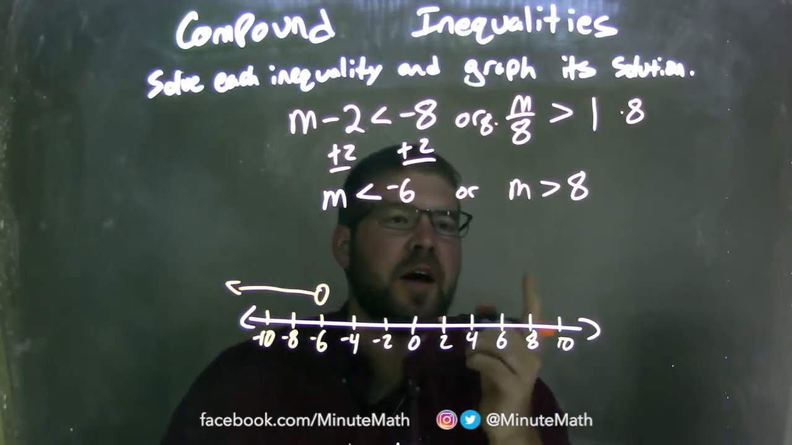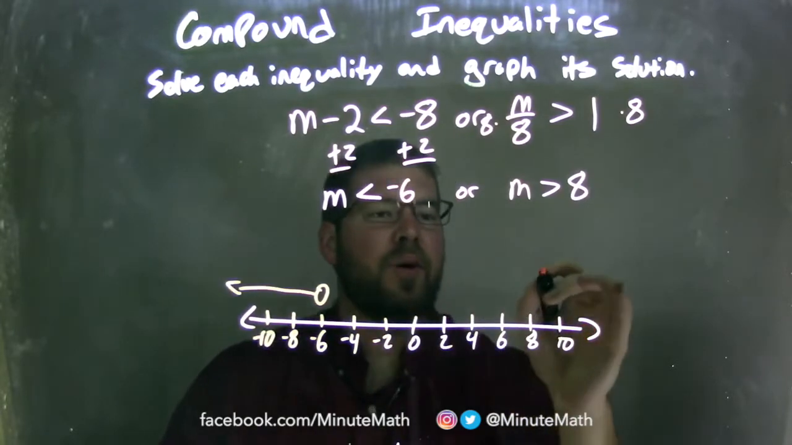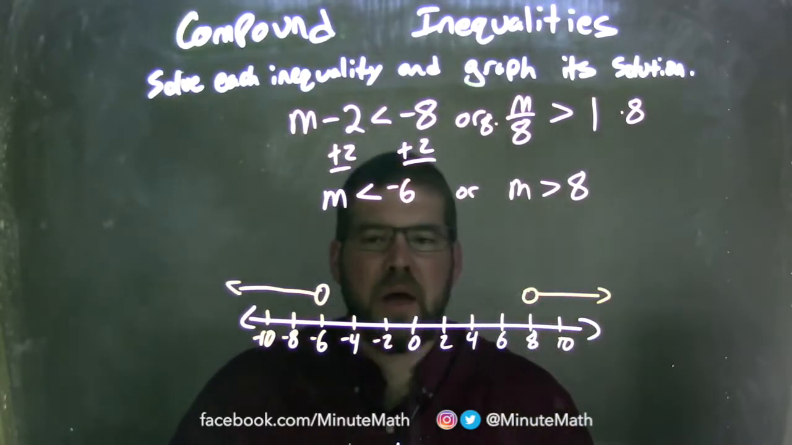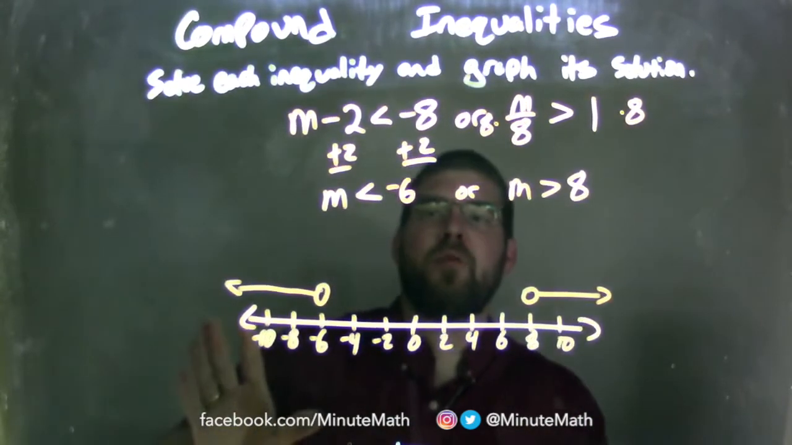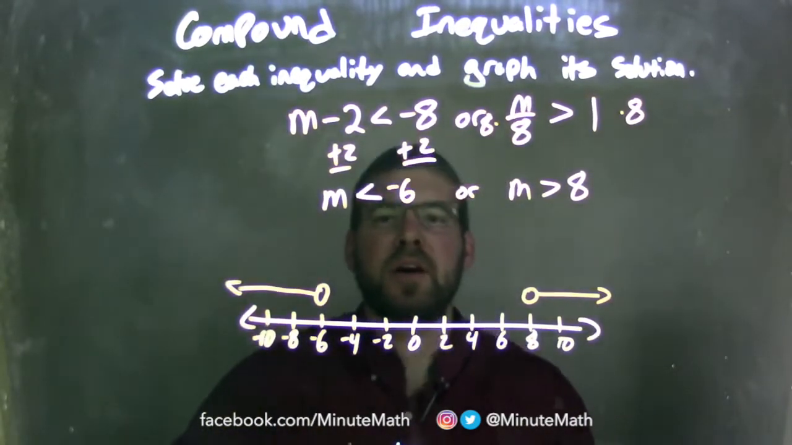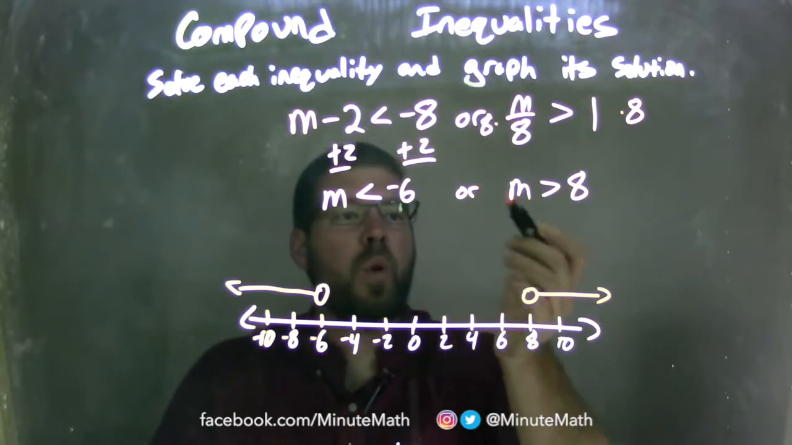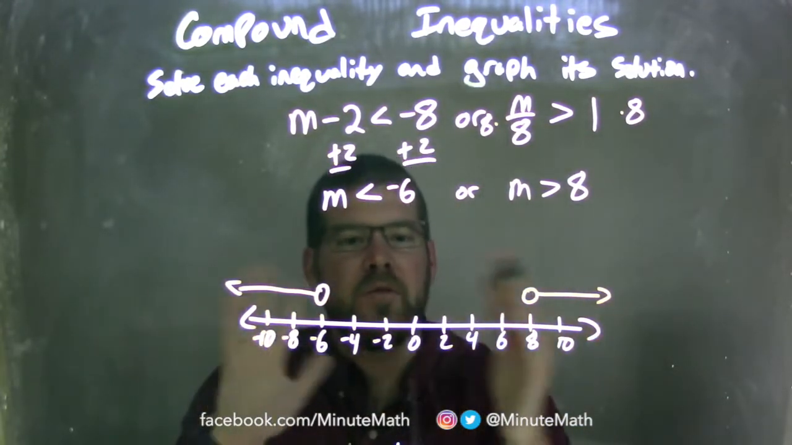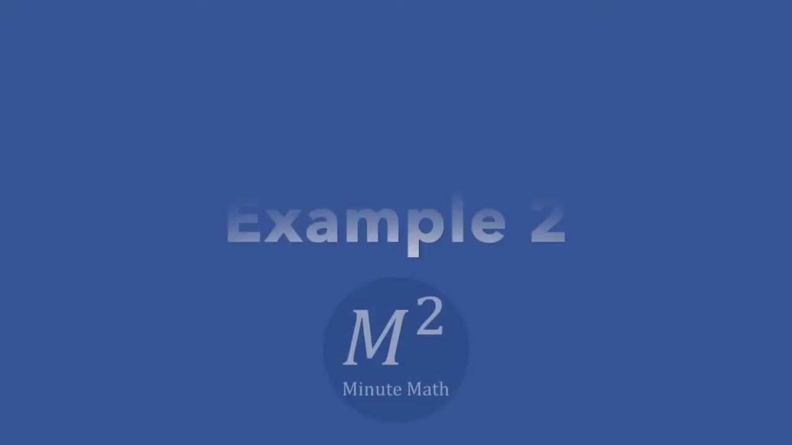Then, from right here, this one, m is greater than 8. So I look at 8, I put an open circle as well, and put my arrow to the right. And now I have a graph that represents my compound inequality, which is m is less than negative 6, or m can be greater than 8. And so this graph shows now all possible values that m can be.